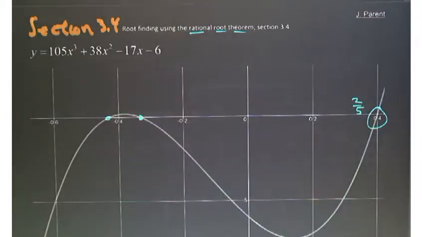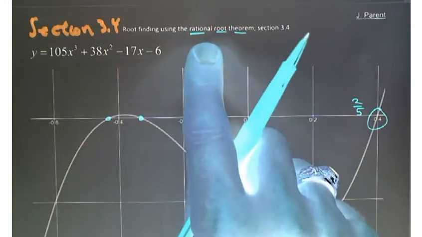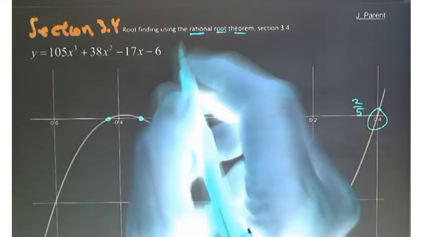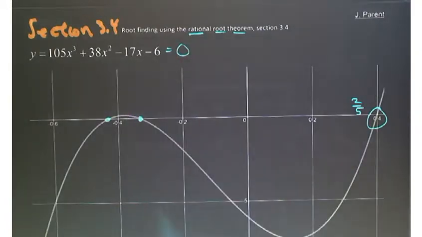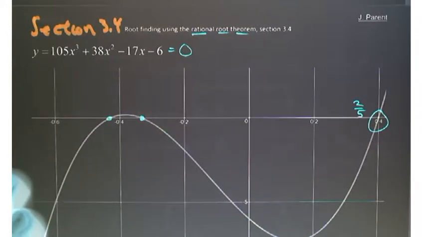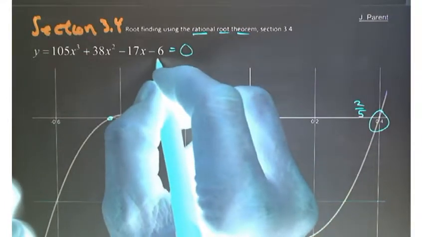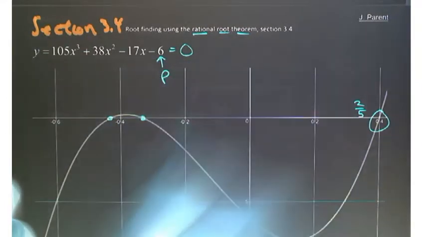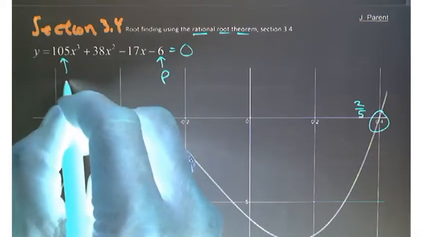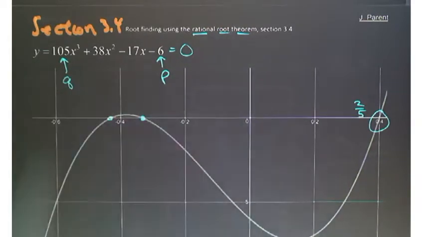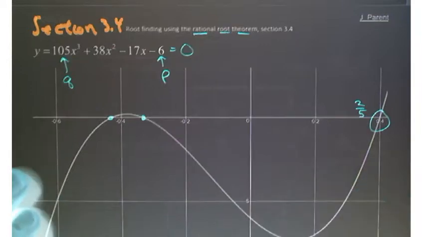Back to this. What are the possible fractions that would solve this equal to 0? In other words, the x-intercepts. Well, there's a bunch of candidates. And because this example is kind of long, that's why I did it out on your handout. You're going to regard this number here as being p, and this one, or its factors, as being q. So let's take a look at all the possible factors of those two. So that's down here.